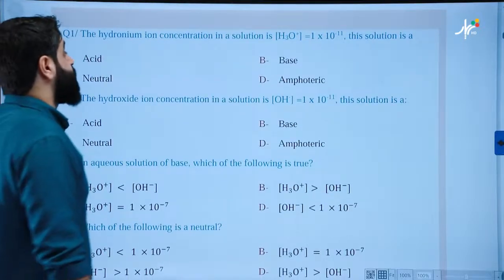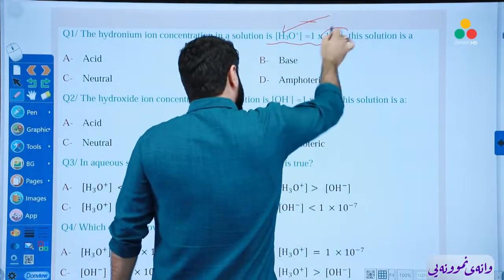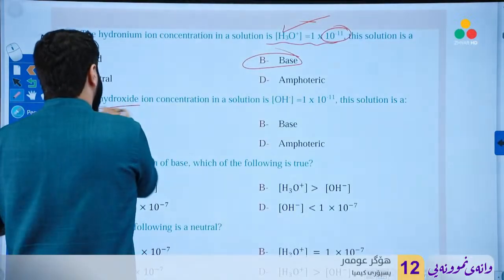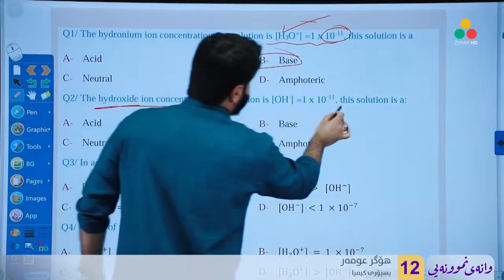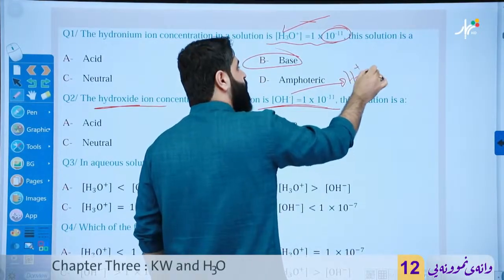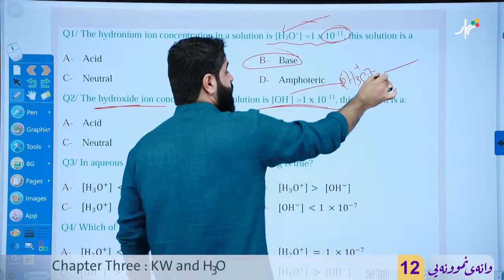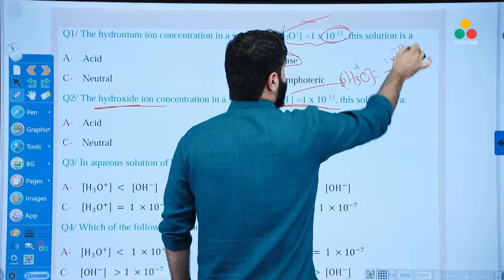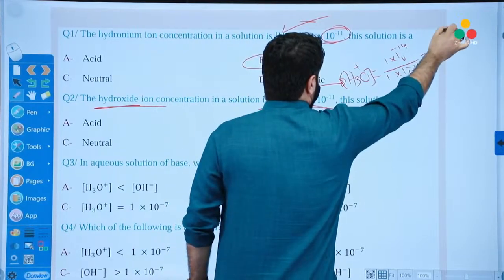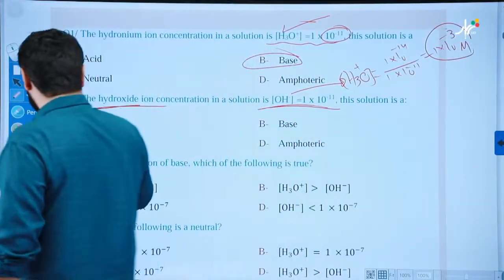The hydronium ion concentration in a solution is this. Hydronium is given, correct. The power is located at the right side, so this is a base. How about this? The hydroxide ion. Hydroxide means OH equals this. Convert this into H3O, then decide. So H3O equals Kw over OH. Kw is 1 times 10 to the power negative 14. OH is 1 times 10 to the power negative 11, so it will become 1 times 10 to the power negative 3 molar. This is acid. So this solution is acidic.